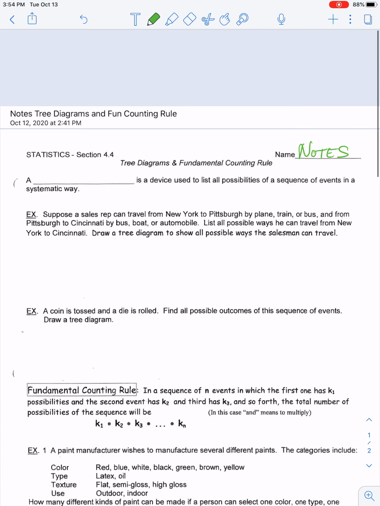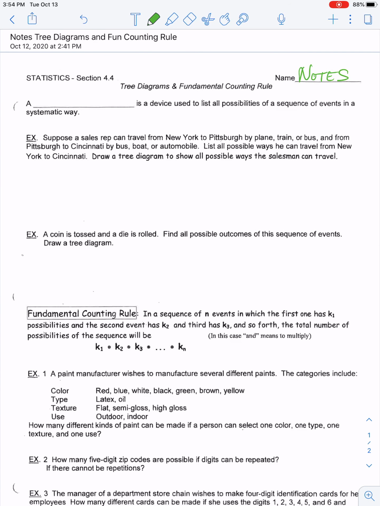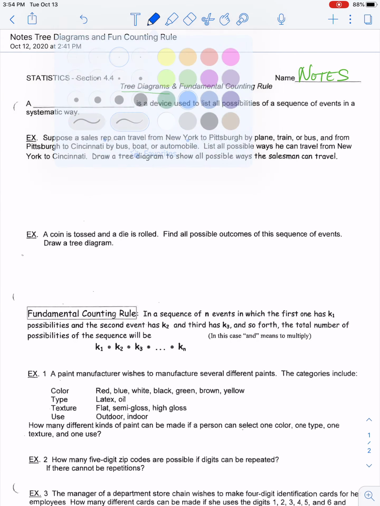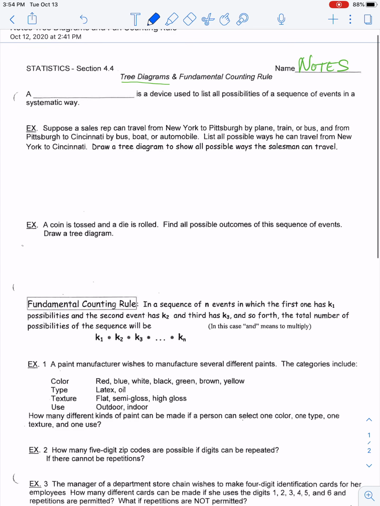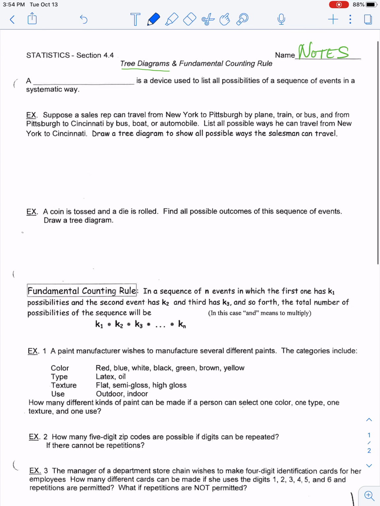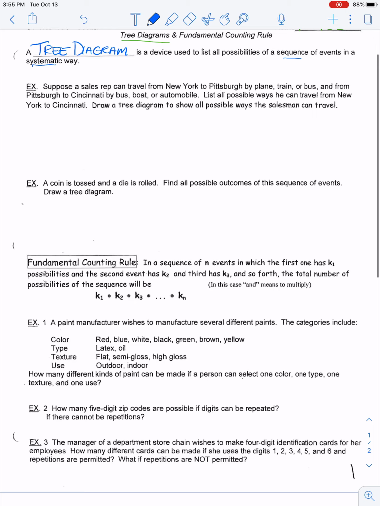In this video, I want to start by talking to you a little bit about something called a tree diagram. Okay, so that's what's going to go in here at the very beginning, and we are in chapter 4 now. Okay, so a tree diagram. A tree diagram is a device used to list all possibilities of a sequence of events in a systematic way. Okay, so we're going to go through and organize all outcomes for a given event.